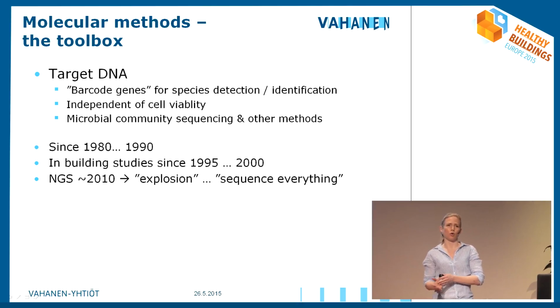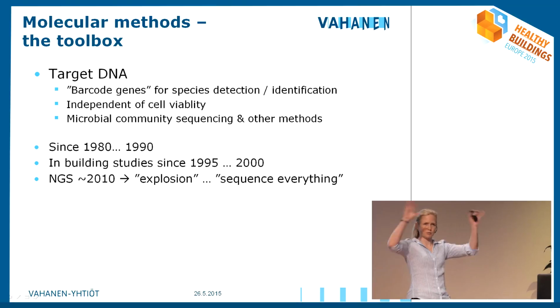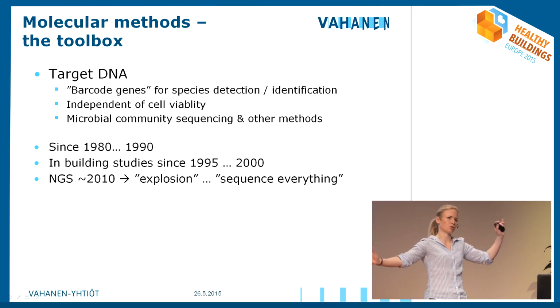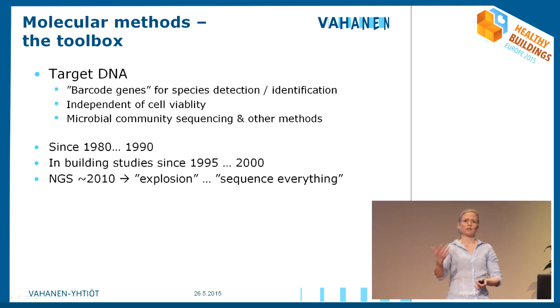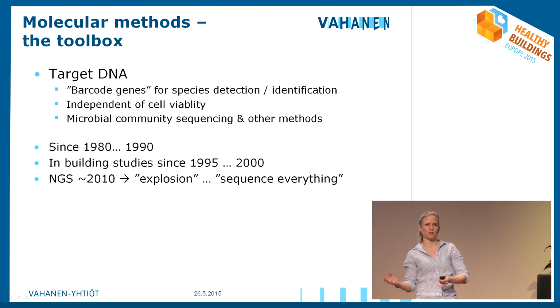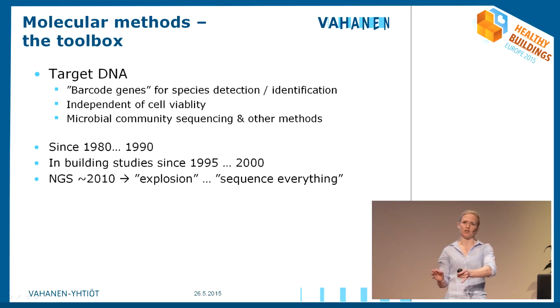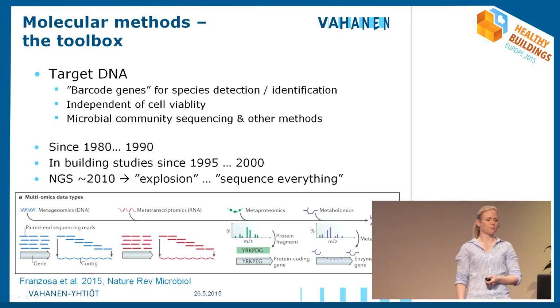And that new method has induced some sort of explosion in the field of molecular microbial ecology and also in building sciences. So it seems that now we are trying to sequence everything, all environments, including human beings inside and outside, the built environment, atmosphere, oceans, all kinds of soil types. So we extract taxonomic phylogenetic information of the bacteria, fungi, viruses, and archaea in the samples, in the environments.